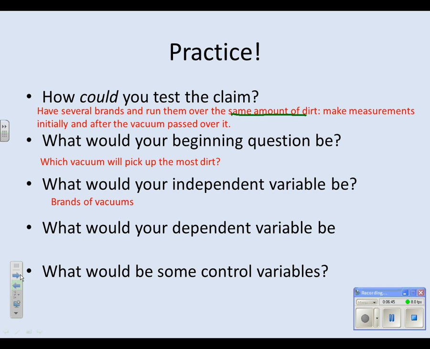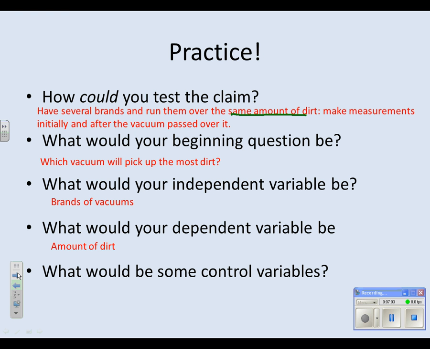A dependent variable, remember those are results, the things that you're measuring. That one's easy and pretty set in stone. This one is your amount of dirt. So you're going to pick up the bags. You're going to either do it by mass or by volume, however you want to determine 20% more. You're just going to measure that as your result.